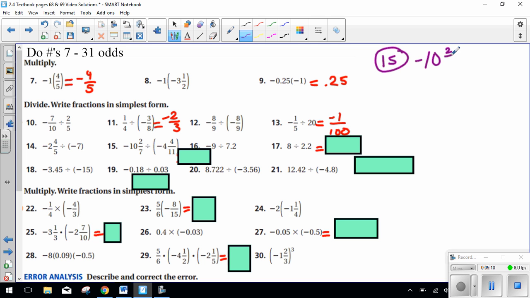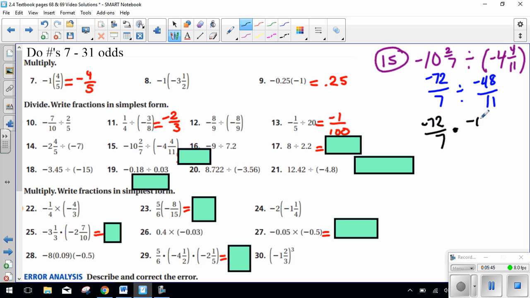I have negative 10 and 2/7 divided by negative 4 and 4/11. So the first thing we're going to do is make everything improper. 7 times 10 is 70, plus 2, we have negative 72 over 7. 11 times 4 is 44, plus 4, we have negative 48 over 11. Now I can keep, change, flip.